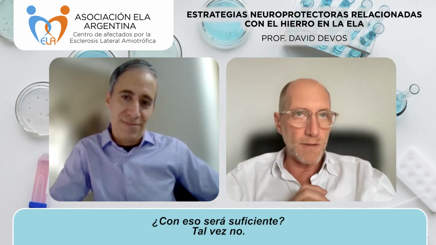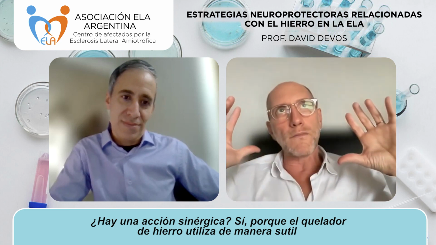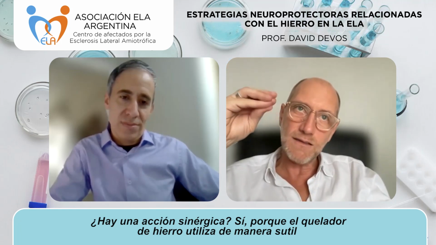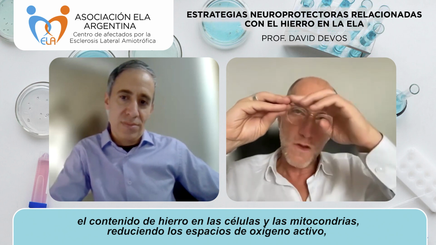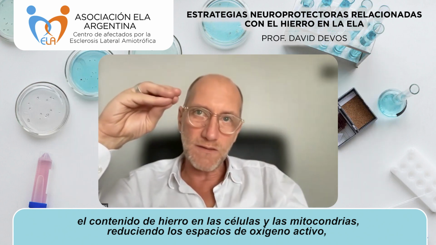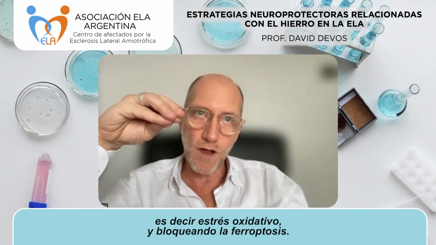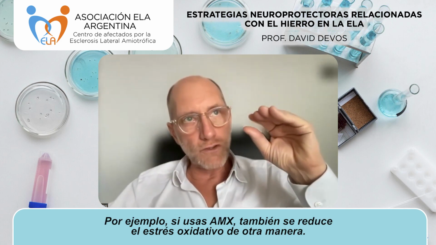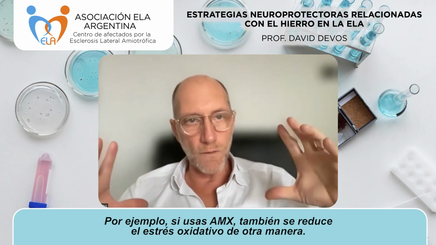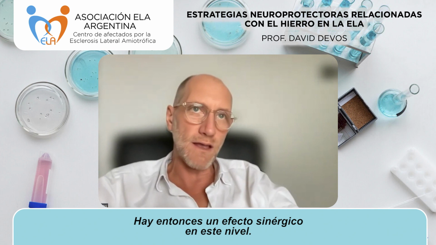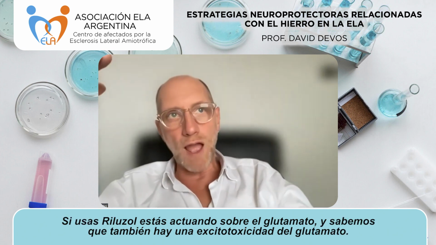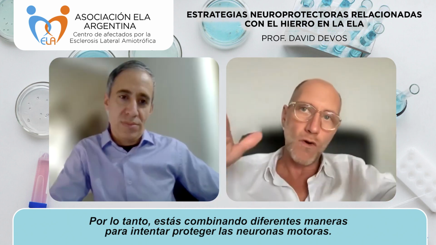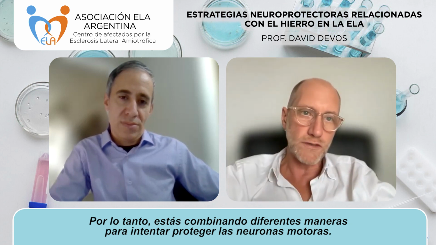Then, is it enough? Probably not. Are there synergistic actions? Yes, because the iron chelator is slightly reducing the iron content in the cells and the mitochondria, reducing the reactive oxygen species, so oxidative stress, and blocking ferroptosis. And if you're using Amylyx, it's also reducing oxidative stress in another way. So there's a synergistic effect on this level. If you use riluzole, then you're acting on the glutamate, and we know that there's also glutamatergic excitotoxicity. So you are combining different ways to try to protect the motor neurons.